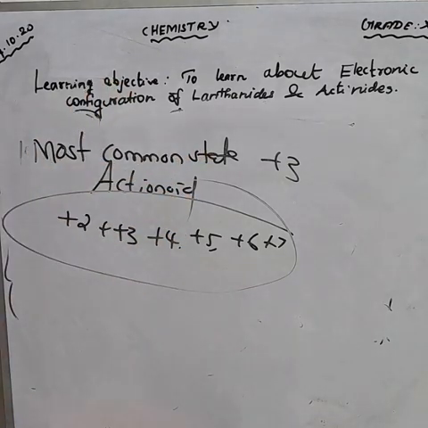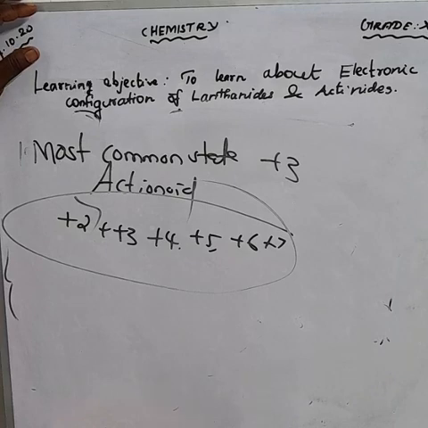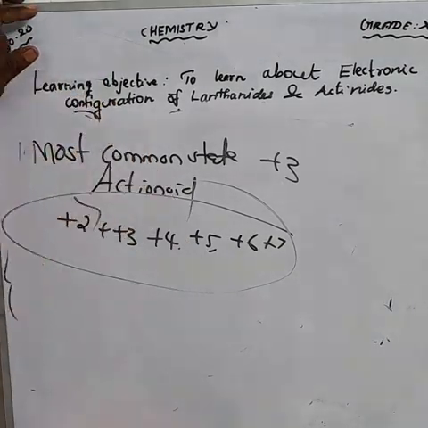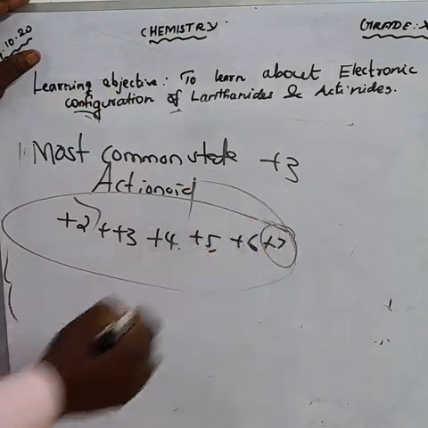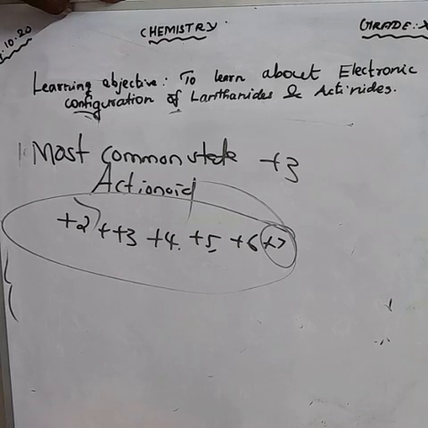When you look at the tabular column, we can understand that mostly all elements have the +3 oxidation state. Only 2 elements have the +2 oxidation state, some elements have +4, some have +5, few elements have +6, and only 3 elements have the +7 oxidation state. These are the variable oxidation states of Lanthanides.